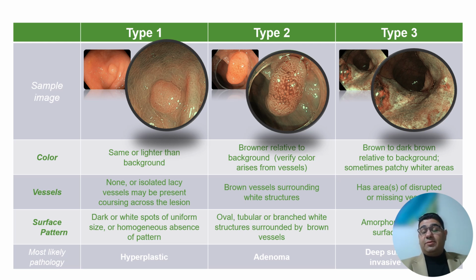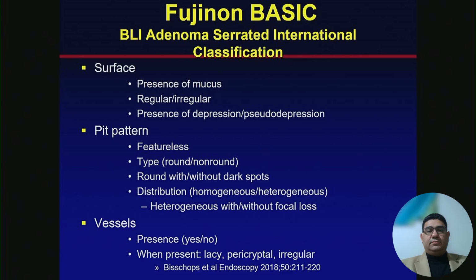In type 3, which is a malignant lesion, the color is darker than the background. There is disruption or missing of the blood vessels, and the surface pattern is of bizarre shape, so we suspect this is malignant. This is a nice classification that we depend on for characterization of the lesion. The same characterization can be used with the Fuji BASIC, PLI, and adenoma serrated international classification. It also depends on the surface, the pit pattern, and the vessels, the same as the NICE classification.